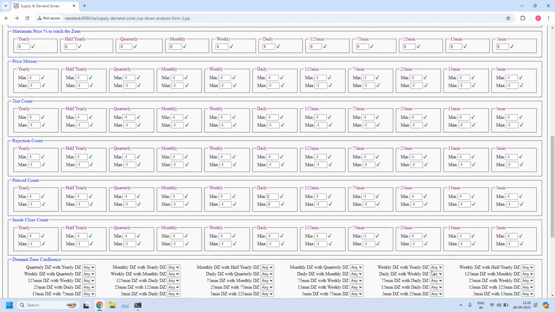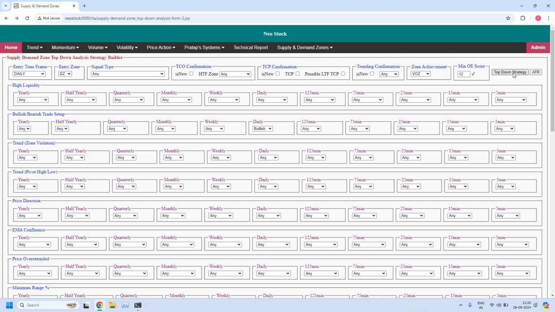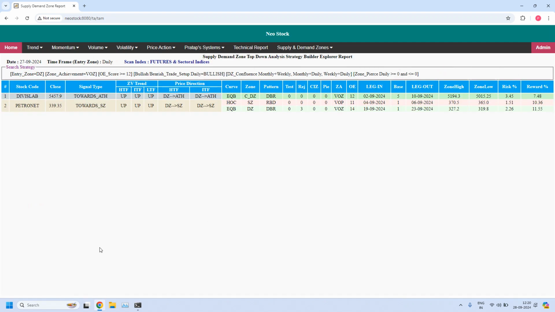Daily demand zone with weekly demand zone confluence enabled. Next, daily demand zone with monthly demand zone confluence, and also weekly demand zone with monthly demand zone confluence filters is enabled. That is LTF, ITF, HTF confluence. Only 2 stocks are having LTF, ITF and HTF confluence.